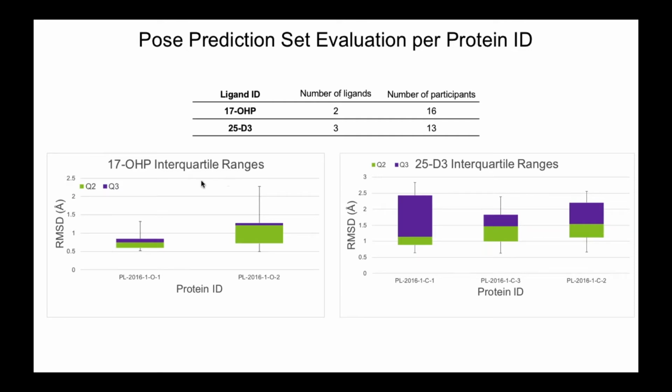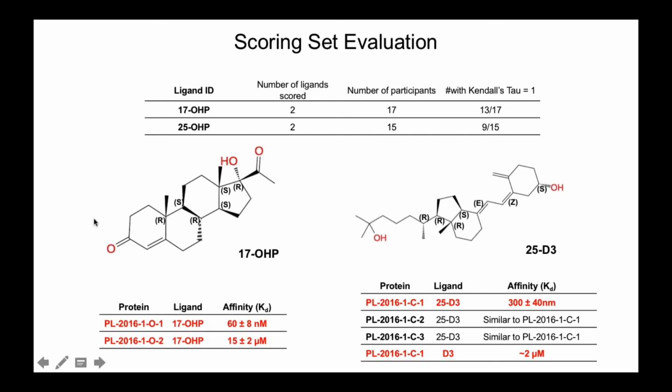And again, we don't see any clear difference between the different protein ligand complexes, and the majority of participants have performed pretty well in all 5 protein ligand complexes, with less than 1 and 1.5 angstrom in RMSD for the pose predictions.